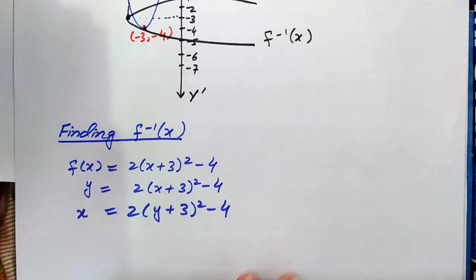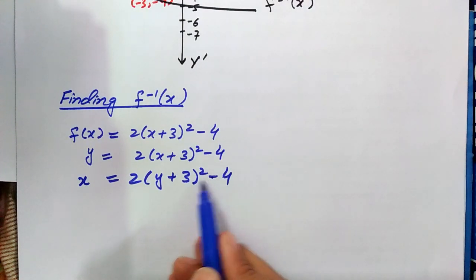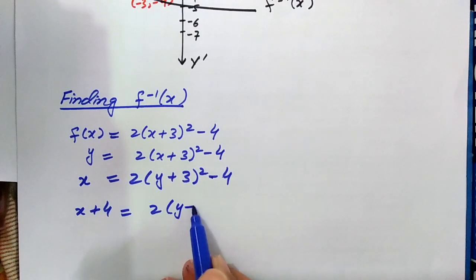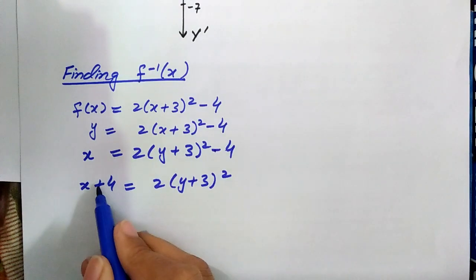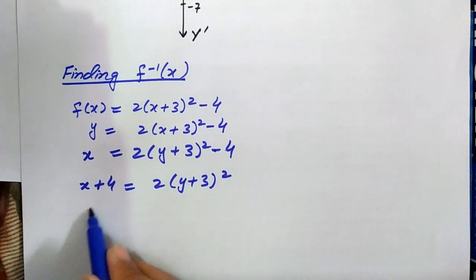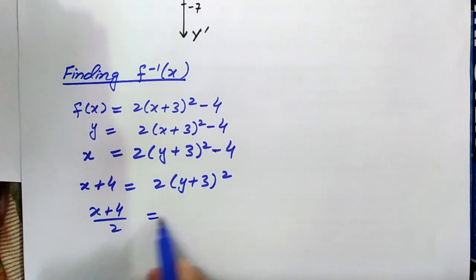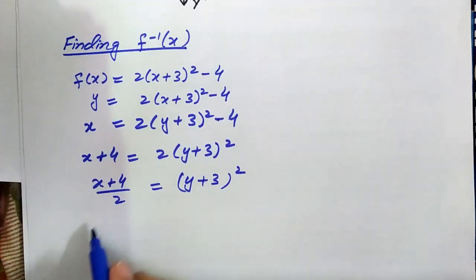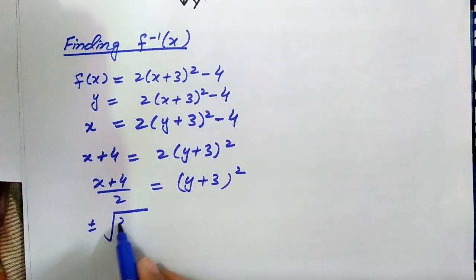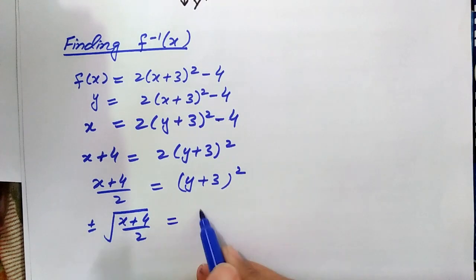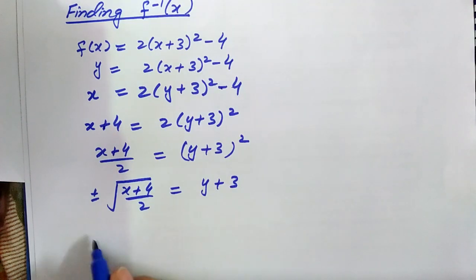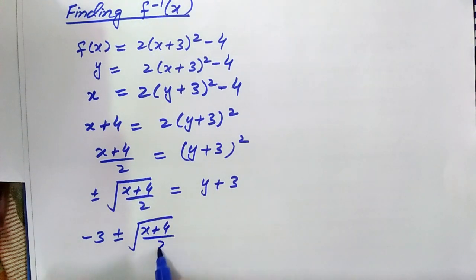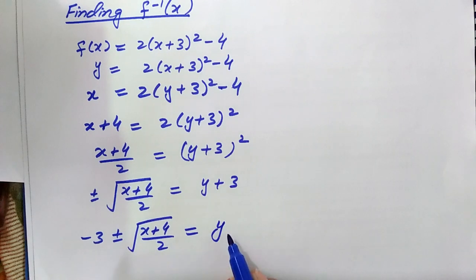Now we will undo the operations. Since minus 4 is subtracted, here it will be added. Now 2 is multiplied on this side, here it will be divided. Now to undo this operation of square, we will just apply plus minus square root and we will get y plus 3. So we will get minus 3 plus minus square root of (x plus 4) over 2 equals y.